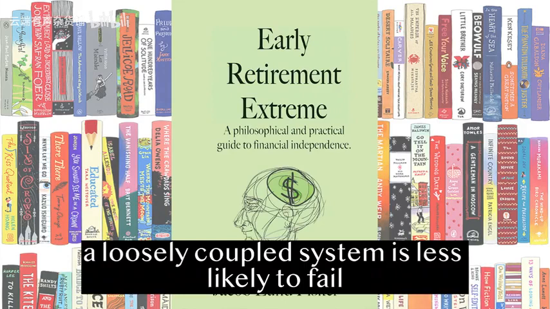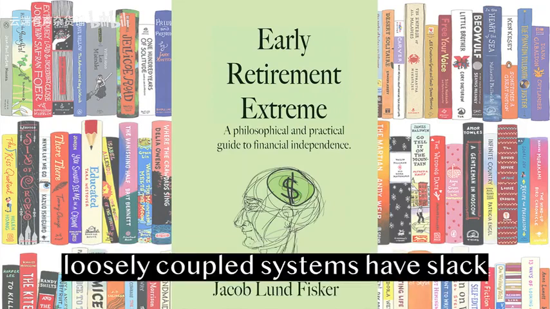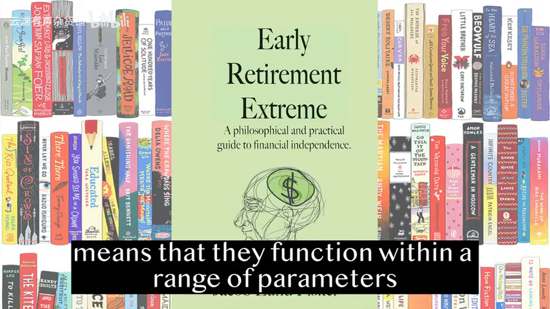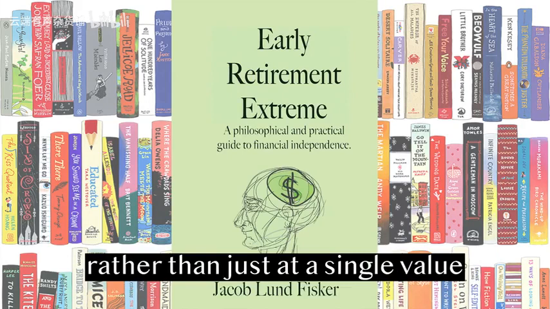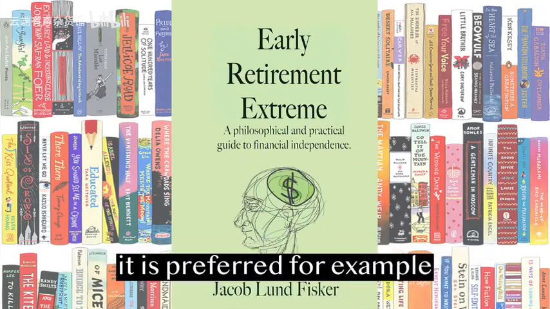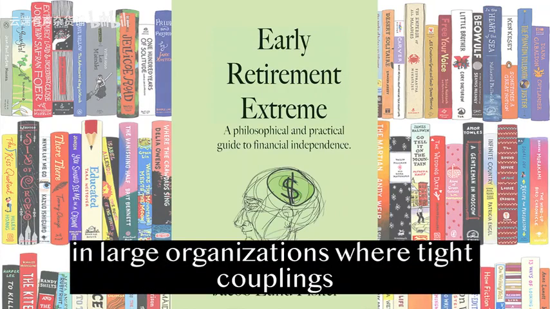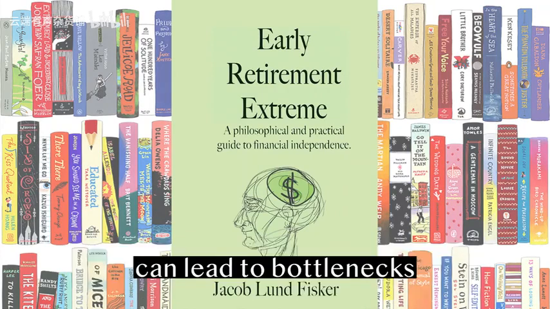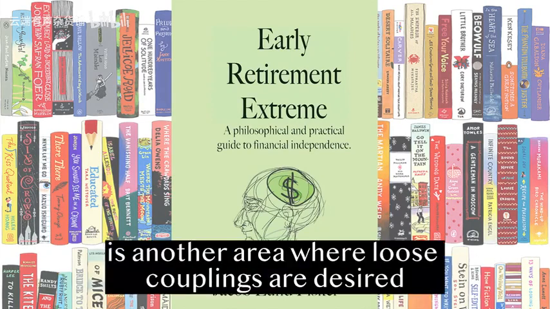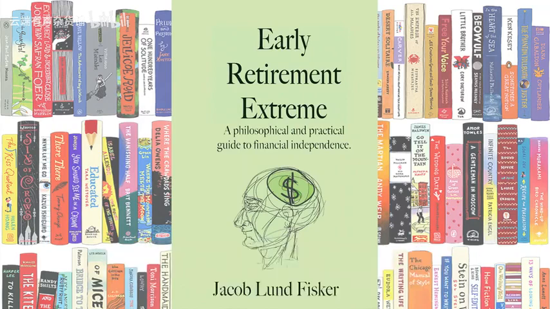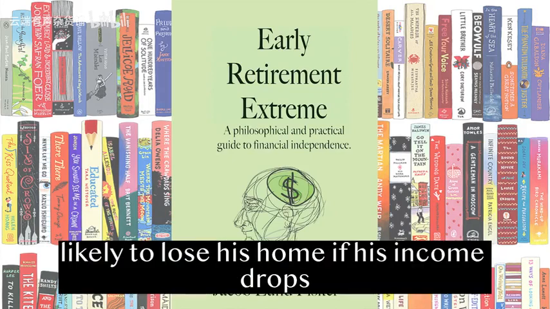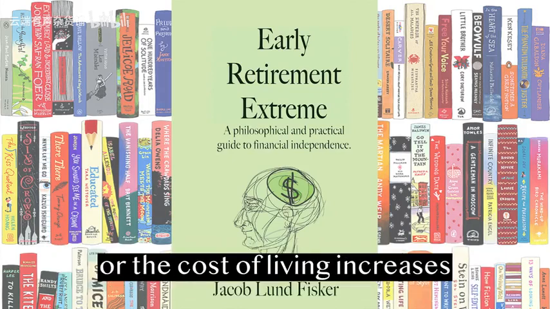A loosely coupled system is less likely to fail. Loosely coupled systems have slack. They're flexible and resilient. This means that they function within a range of parameters rather than just at a single value. While slack in the steering of a car is not preferred, it is preferred, for example, in large organizations where tight couplings can lead to bottlenecks if there is only one person in charge of approving a specific form. Personal finance is another area where loose couplings are desired. For instance, a person who bought less house than he could afford is less likely to lose his home if his income drops or the cost of living increases.